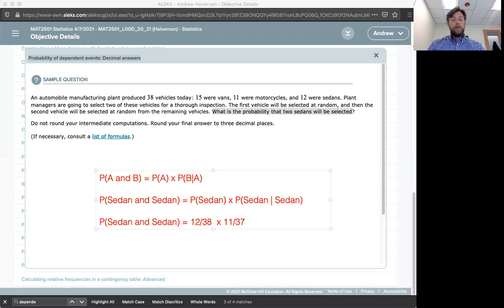So convert. So that becomes 12 over 38 times 11 over 37, which is 0.094. That's the answer for this one. Convert them to decimals and then multiply the 2 decimals together. That's how we did that.